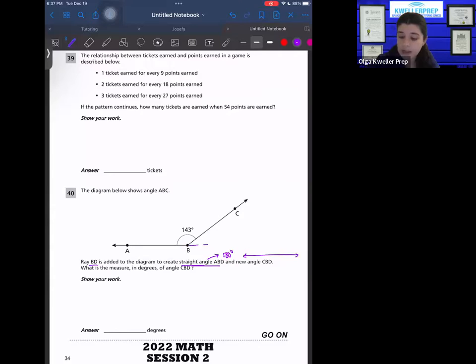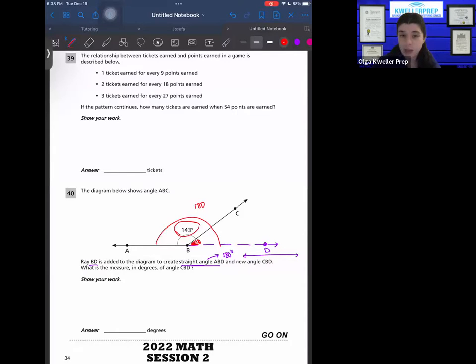So when we add this line to create a straight angle, we imagine that this line looks something like that. And we can label this BD because that's what they tell us, right? Ray BD. And angle CBD now becomes this piece. This is what we're looking for. And now I know that this total is 180 and this piece is 143. So how do I get what's missing?